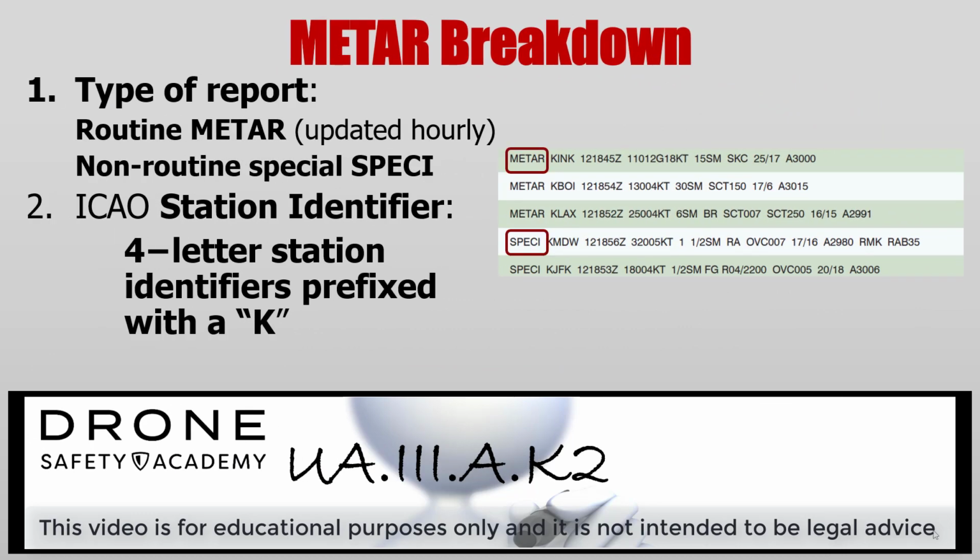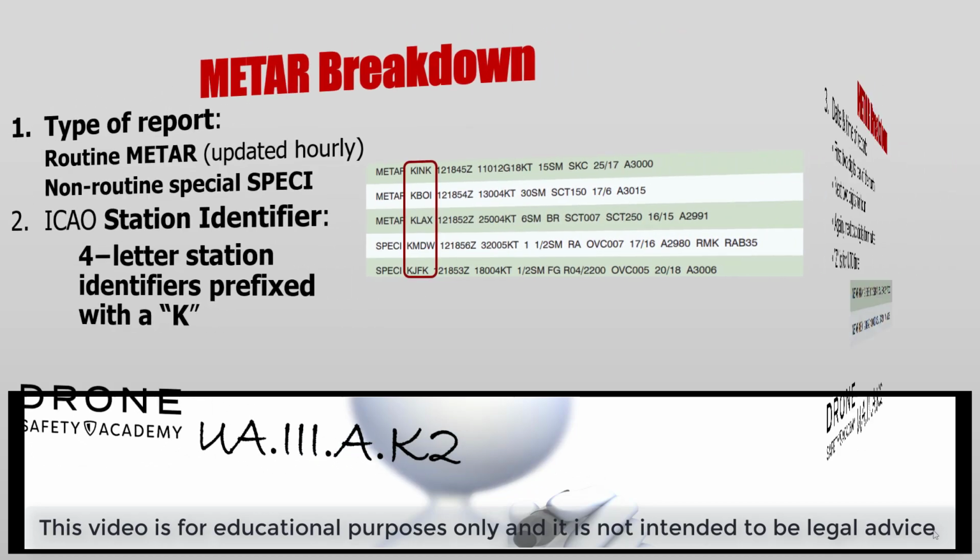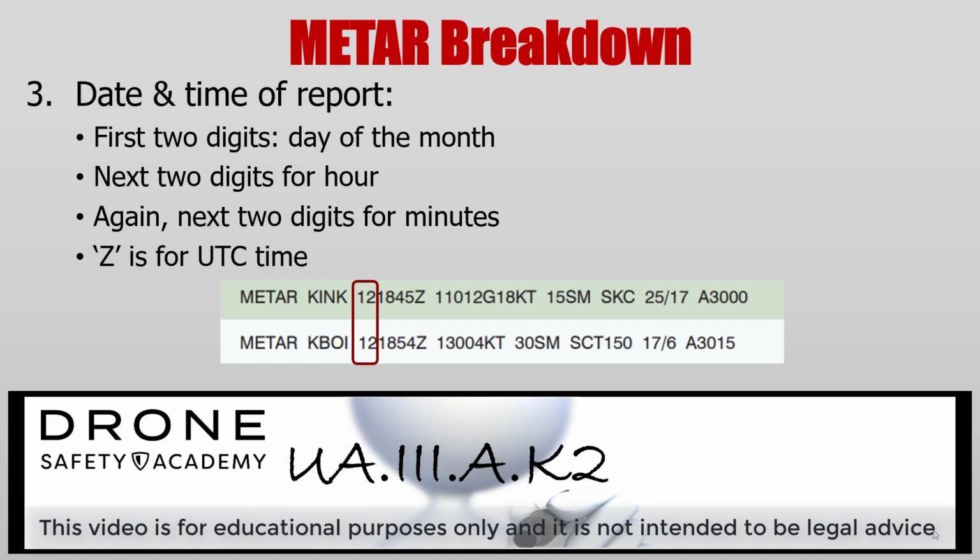First up is the type of report. If it's a standard routine METAR report, which is updated hourly, it's just going to say METAR. Otherwise, it's a non-routine special report. Next is the station identifier. Then the date and time of the report when it was issued.